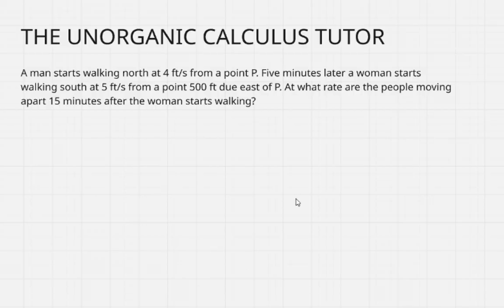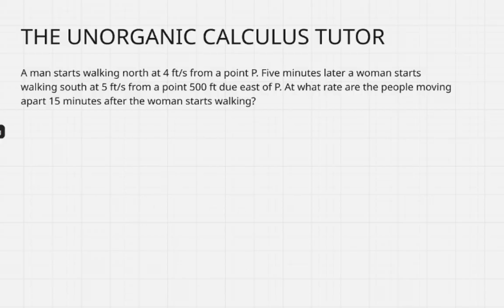And we are back with a related rates problem. So let's read the problem together. A man starts walking north at 4 feet per second from a point P. 5 minutes later, a woman starts walking south at 5 feet per second from a point 500 feet due east of P. At what rate are the people moving apart 15 minutes after the woman starts walking?